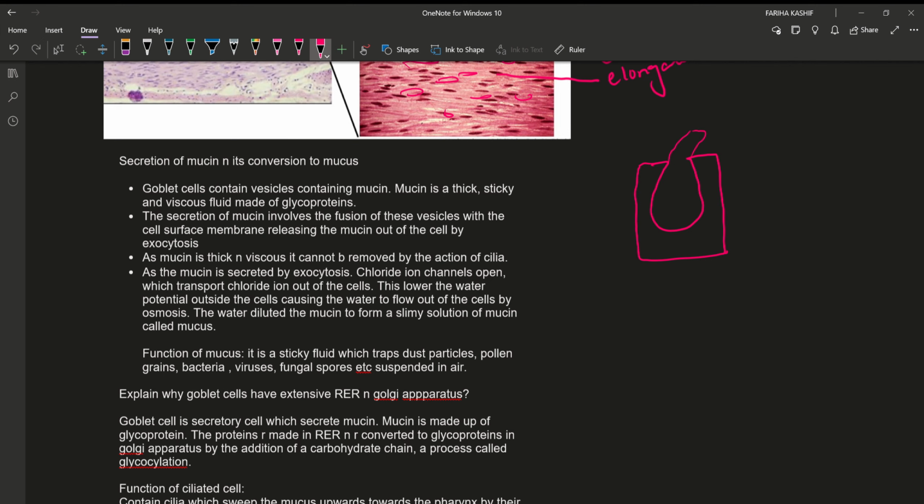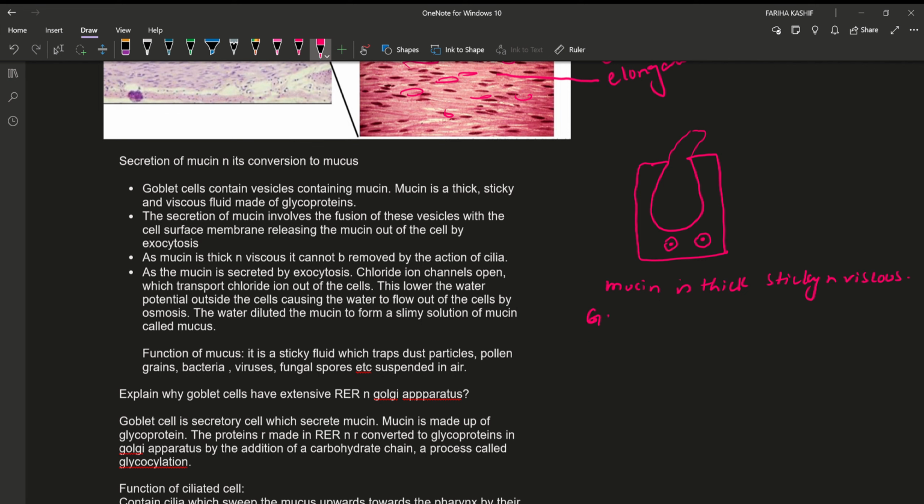These goblet cells or the mucus glands contain vesicles inside them, like any normal cell. Now inside the vesicles, mucin is present. Now what is mucin? Mucin is a thick, sticky and viscous fluid.